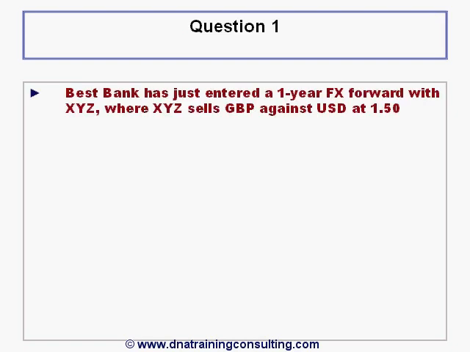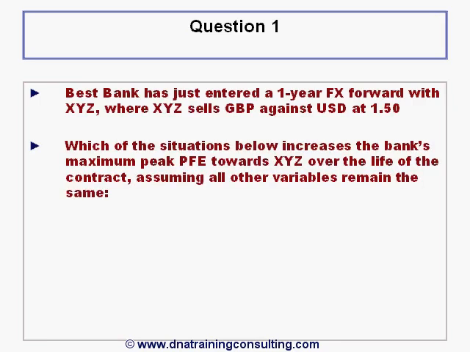Best Bank has just entered a 1-year FX forward with XYZ, where XYZ sells sterling against dollars at 150. Which of the situations below increases the bank's maximum peak PFE towards XYZ over the life of the contract, assuming all other things remain the same?